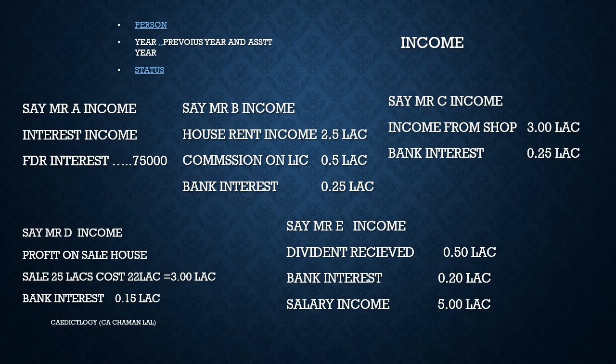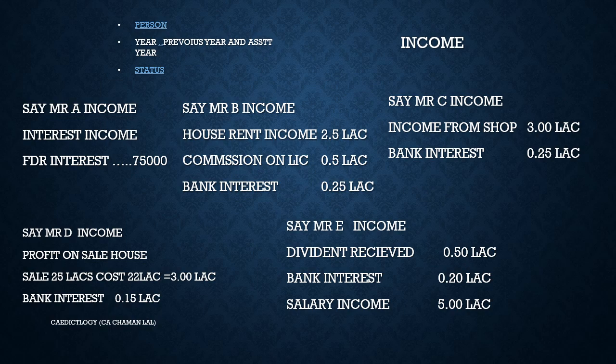All these persons write their income in their own manner. Mr. A first writes interest income. Mr. B first writes house rental income, then commission, then bank interest. Another writes income from shop and bank interest. Another writes long-term capital gain, then bank interest. Another first writes dividend income, then bank interest, then salary. Because income is different for different persons, one writes interest income first, another writes business income first, and Mr. E writes dividend income first.